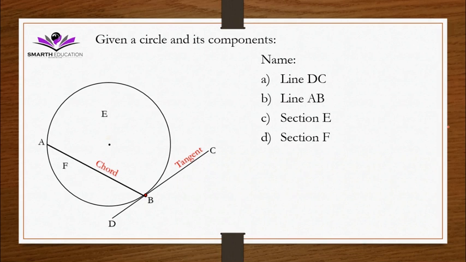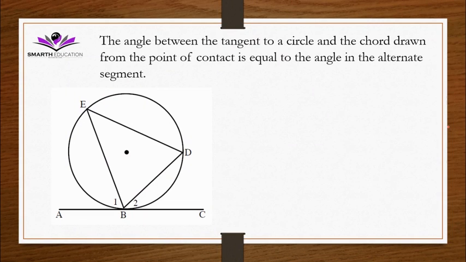What about section E? This section here is what we call the major segment, the bigger segment. And F is the minor segment, the other segment. So when I say the alternate segment, it means the other segment. We're going to be using those terms as we do this lesson.